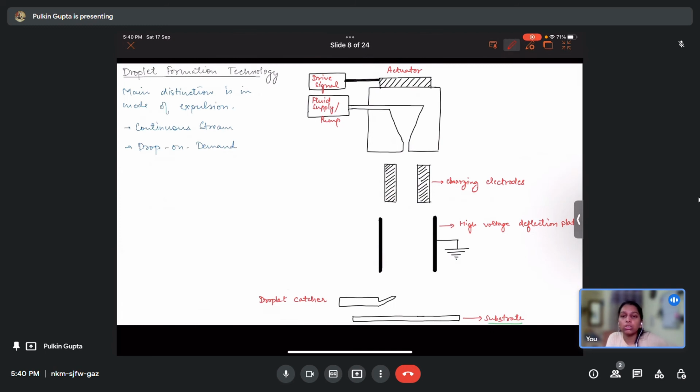Okay, now in this droplet formation technology, we have two modes of expulsion. They are basically dependent on how the droplets are formed. One is the continuous stream, and the other one is the drop on demand type of droplet formation technology. Okay, so the distinction here is in continuous stream, the liquid comes out as a continuous column of liquid.